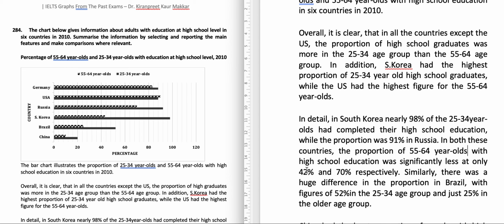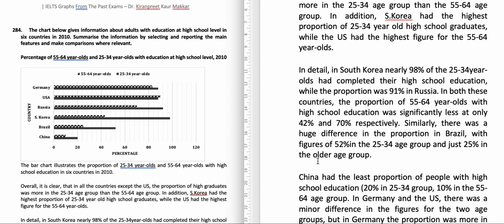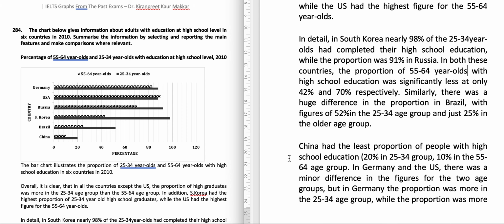Similarly, there was a huge difference in the proportion in Brazil. Here also you can see there's a huge difference in the proportion in Brazil, with figures of 52% in the 25 to 34 age group and just 25% in the older age group. So this is 52% and this is just 25%. China had the least proportion of people with high school education. So you can see China, least proportion of people. We didn't use this in the overview, so here we can use the least proportion of people with high school education, and in the brackets 20% in the 25 to 34 age group and 10% in the 55 to 64 age group. So, this is about China.